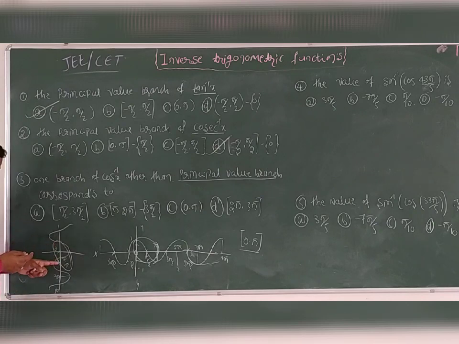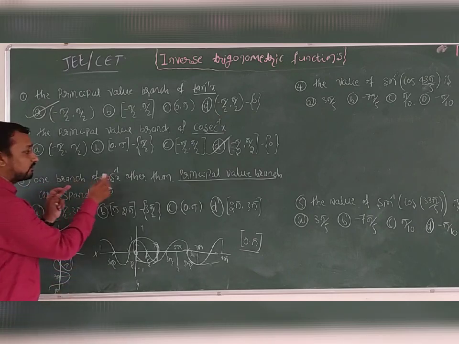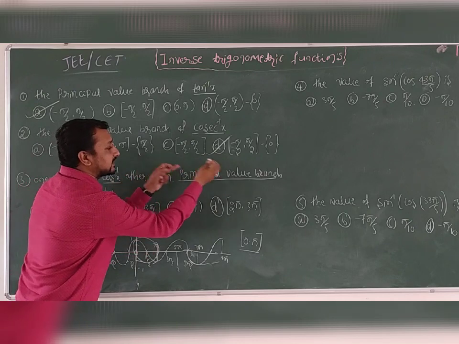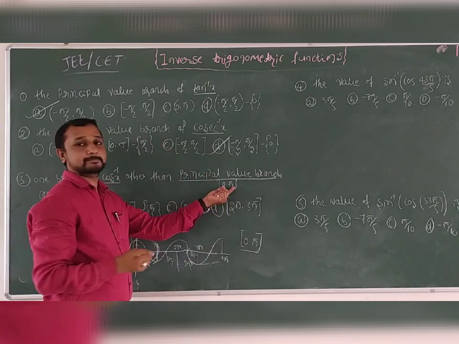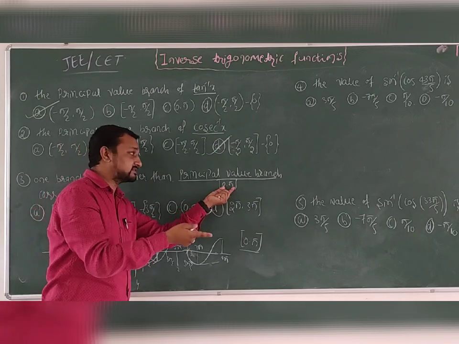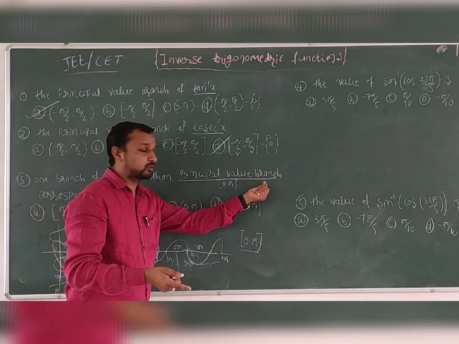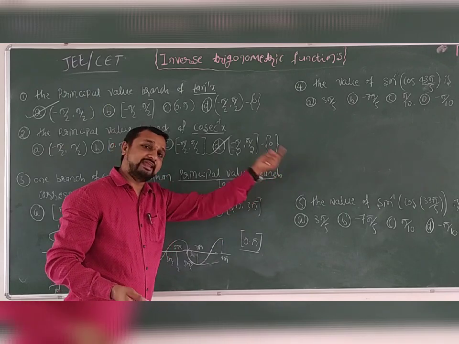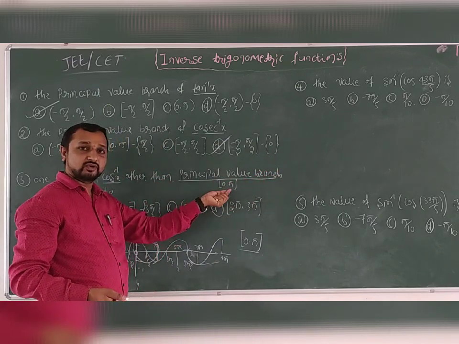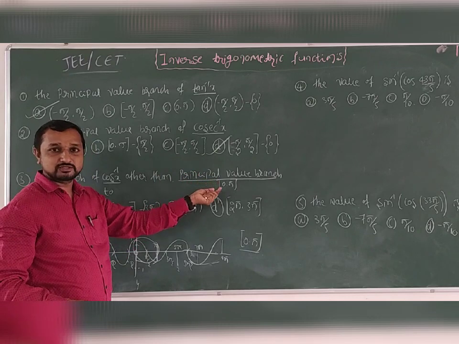Other than that, pi to 2 pi, 2 pi to 3 pi, 3 pi to 4 pi, so here the branches of cos x other than this standard branch, the remaining principal value branches, are pi to 2 pi, 2 pi to 3 pi, 3 pi to 4 pi, and so on, positive. And in negative, minus pi to 0, minus 2 pi to minus pi, like that.